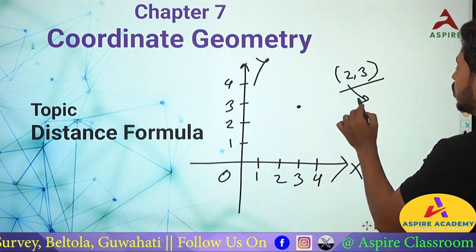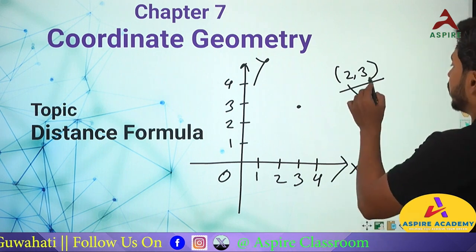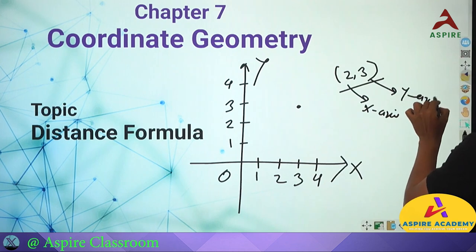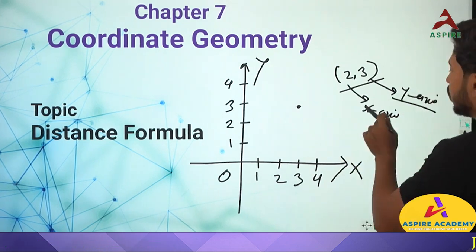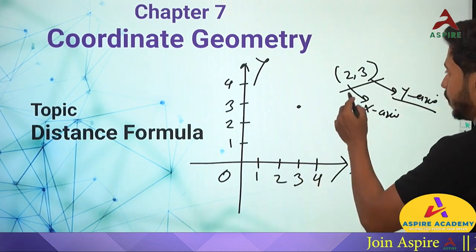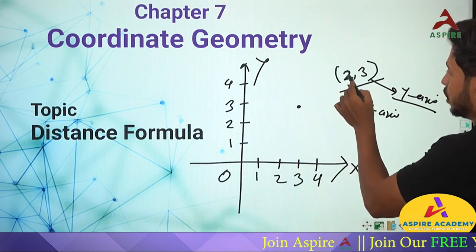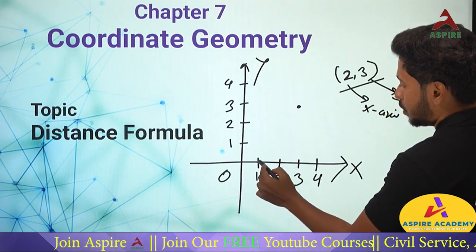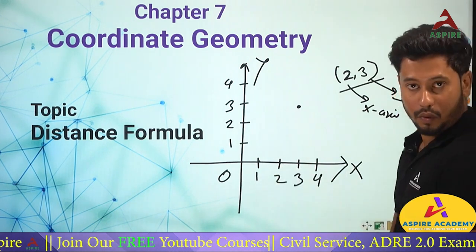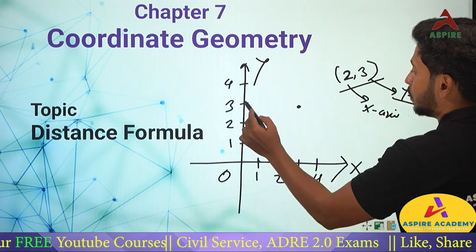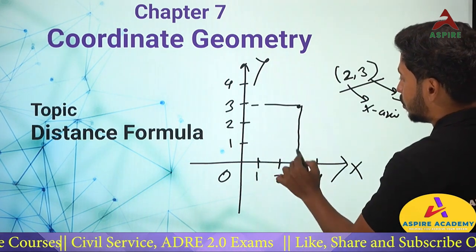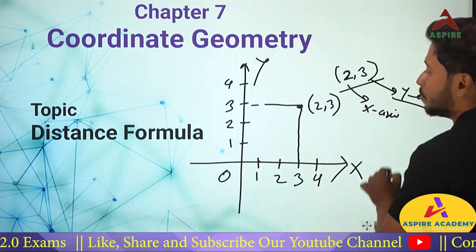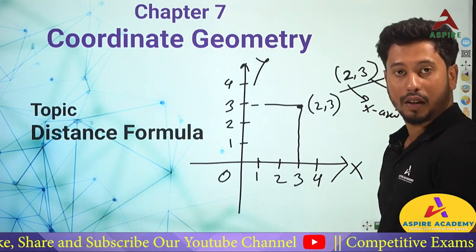So what is 2 here? 2 is the x axis, okay, and 3 is the y axis. That means, from the origin on the x axis we have to measure 1, 2, okay, this is the 2, and 3 is 1, 2, 3. So we can say this is the point, right? So we all know how to locate a point, or how to plot a point in the graph, okay.